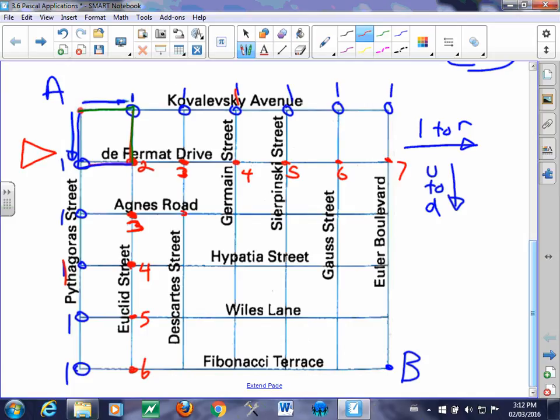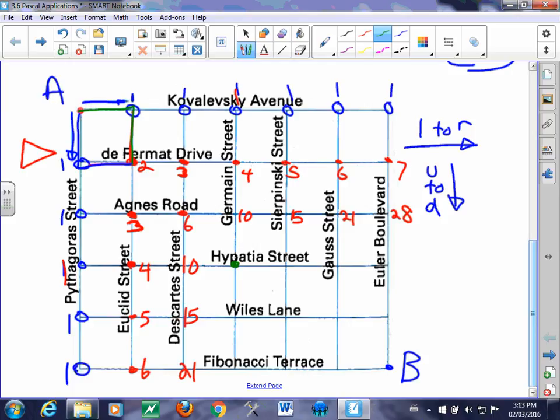Okay, now I want to meet in the middle here at Agnes Road and Descartes. It's got 3 from one direction, 3 from the other, so that's 6. Okay, and I'm going to go 6, 10, 15, and 21. Do the same over here: 6, 10, 15, 21, and 28. Everybody okay with that? All right, keep moving on.